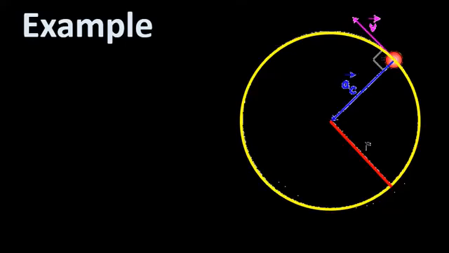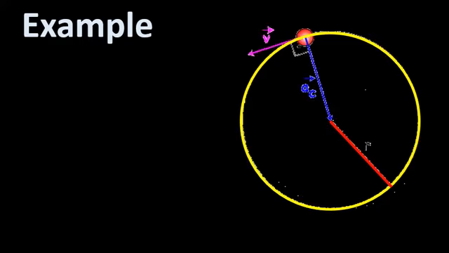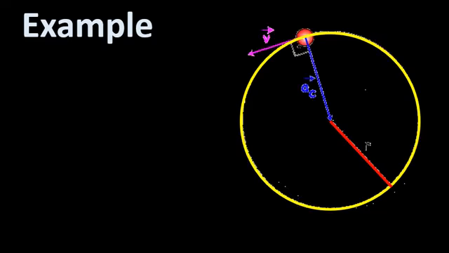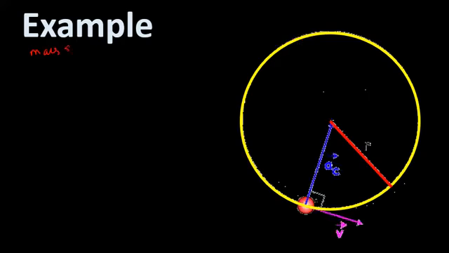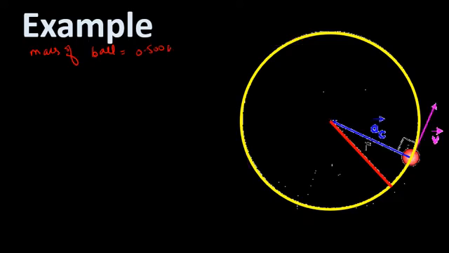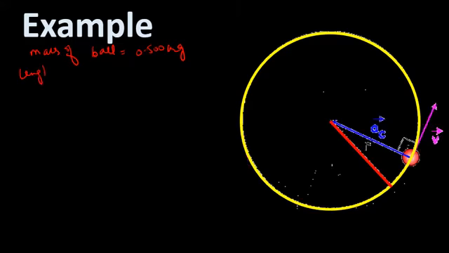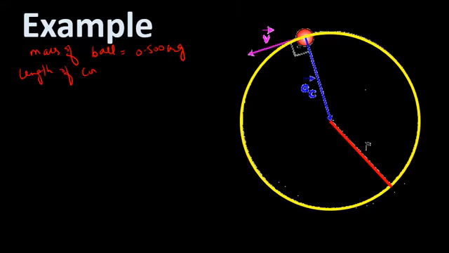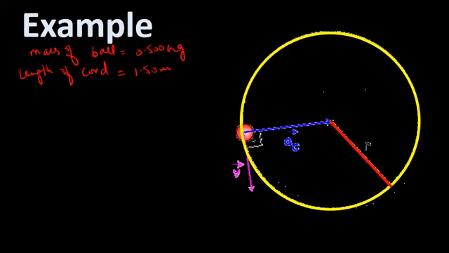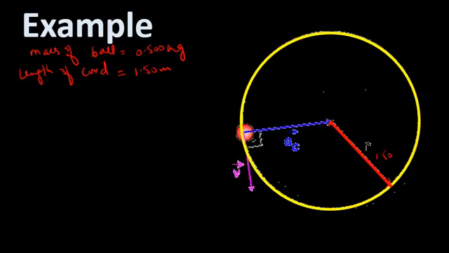So this is an example. Here we have already discussed that a ball of mass m is attached with a string and it's moving in a circular path. Let's suppose the mass of the ball is equal to 0.500 kg, and the length of the cord or string is equal to 1.50 meter. Here the length of the cord is equal to the radius of this circular path, which is 1.50 meter.